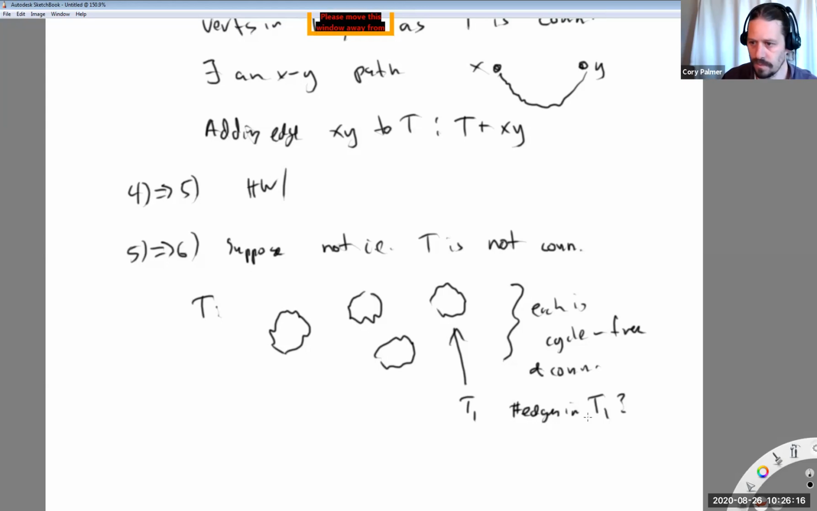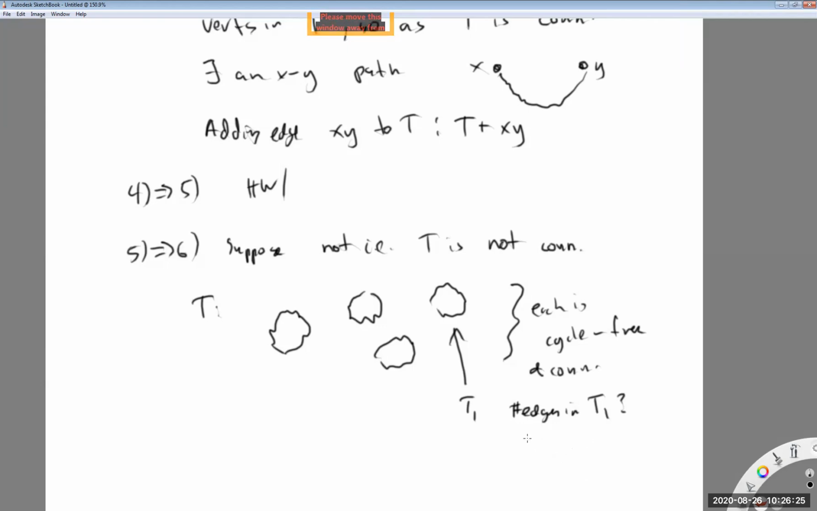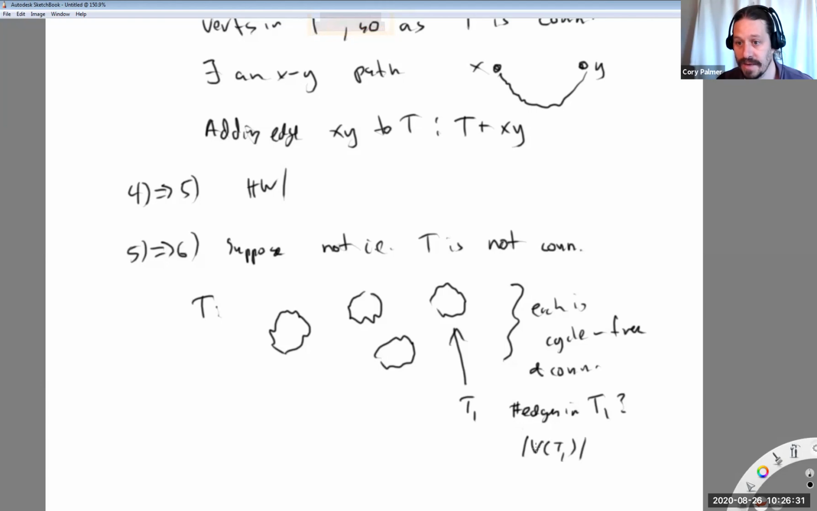Someone unmuted, go ahead. Is it supposed to be like n-1 edges given that little component there? Yes, it's one less edge than the vertices in that component. Okay. Why is that?